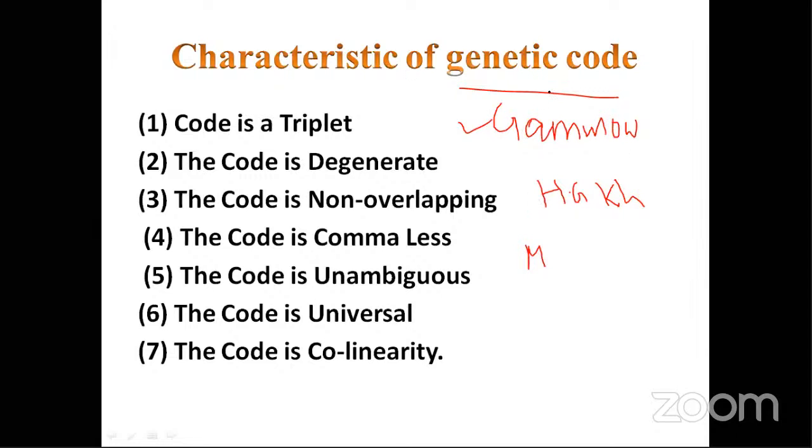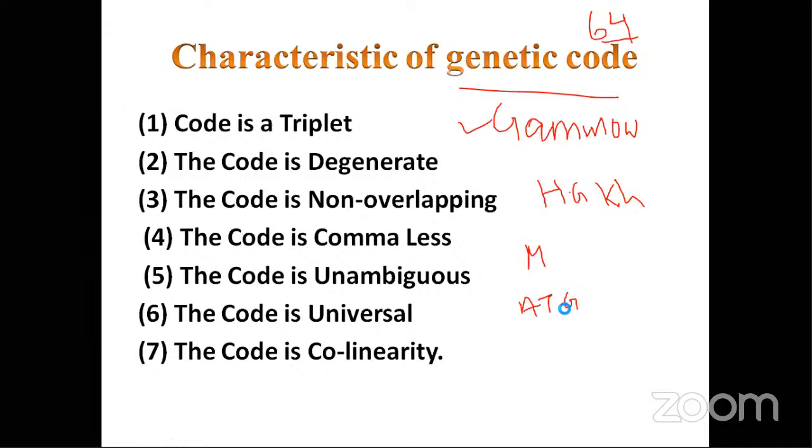And in total how many genetic codes are possible? 64 codes. 64 genetic codes are possible, and they are universal in nature. And why total 64, why not anything else? Because we have 4 bases, A, T, G, C, right?